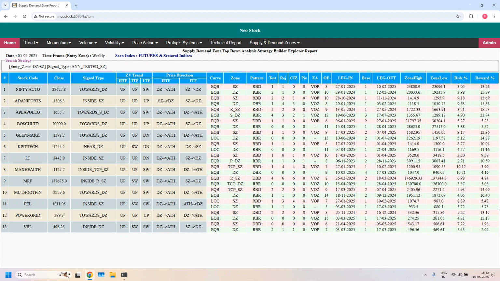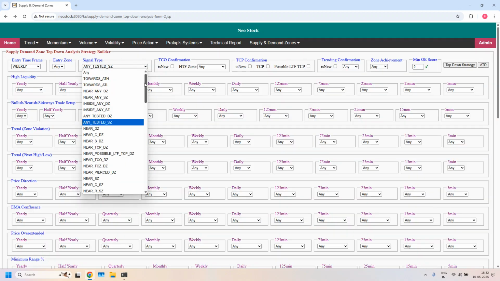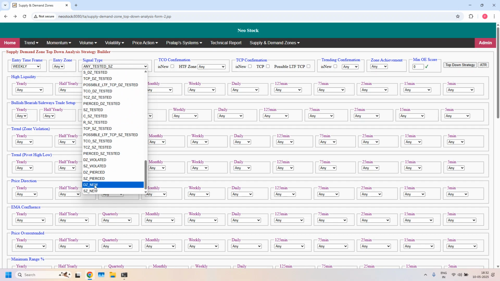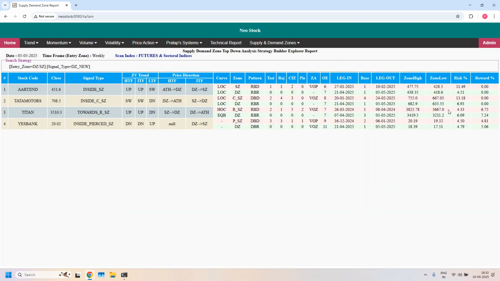Okay, next let us find the newly created weekly demand zones. Stocks having newly created weekly demand zones. So these 4 stocks are having newly created weekly demand zones. All these are all newly created weekly demand zones.